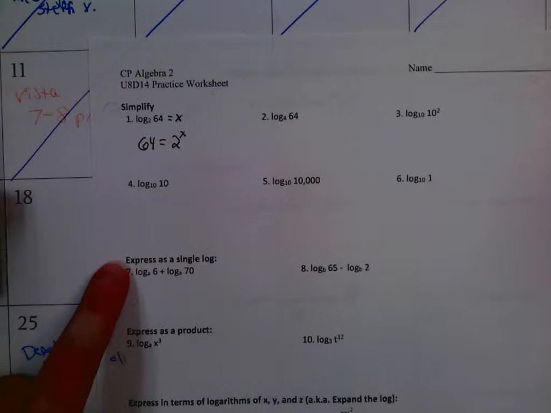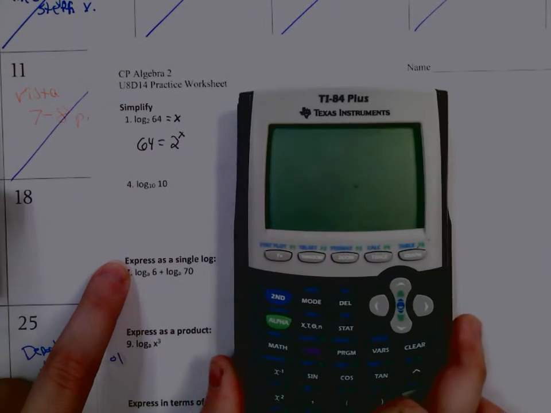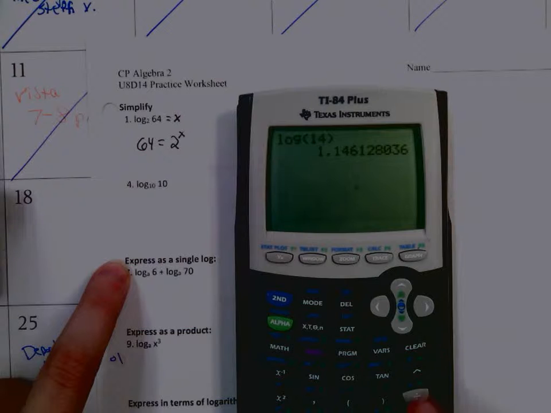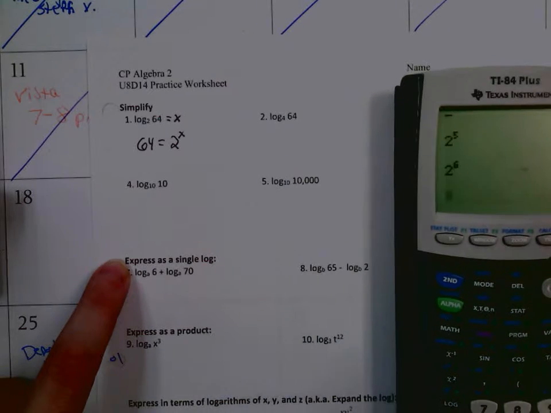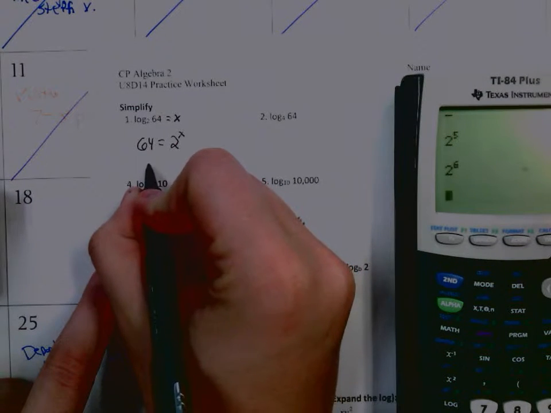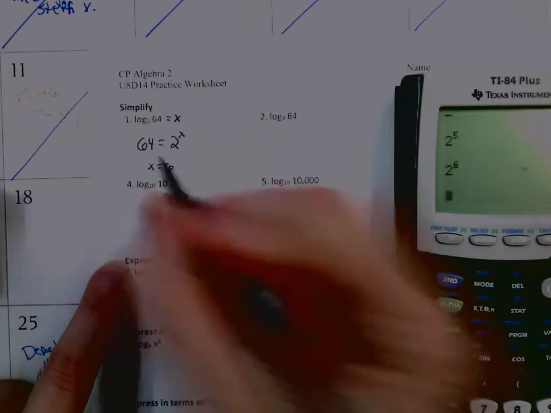Now at this point you have two different options as far as figuring out what x is. You can say, well, let me think, 2 to what power gives me 64? So I can just go through these and say 2 to the 3rd power, no. 2 to the 4th power, no. 2 to the 5th power, no. 2 to the 6th power, ding, ding, ding, we have a winner. 2 to the 6th power does in fact give me 64. So I can say that x must equal 6.